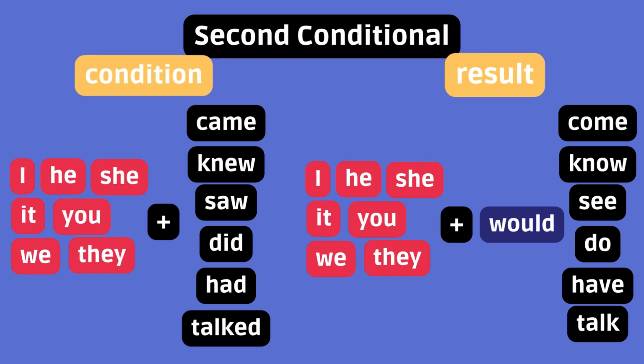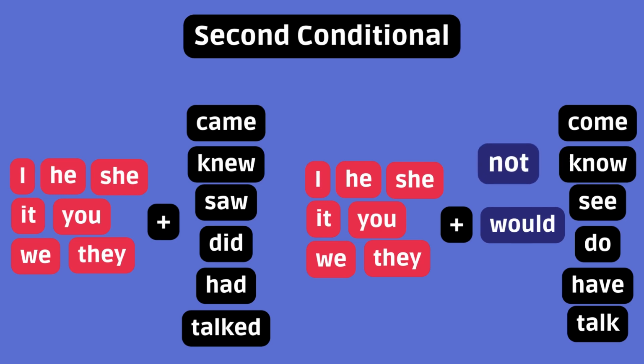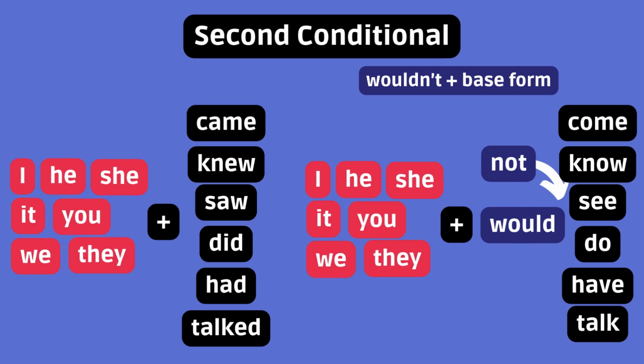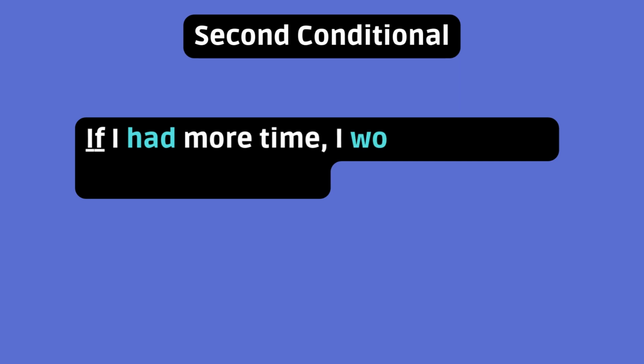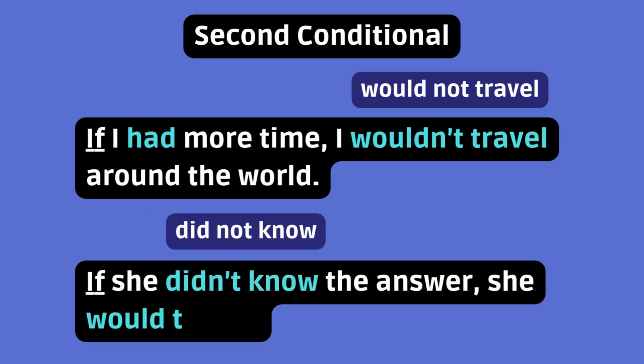Finally, in the outcome, would can be contracted into 'd when preceded by a subject pronoun, unless it's the negative form, where not is between would and the base form. If you wish to use a contraction, it's going to be wouldn't plus the base form of the verb. And remember that the negative past simple form is did not plus the base form of the verb when the condition is a negative. For example, if I had more time, I wouldn't travel around the world. If she didn't know the answer, she would tell us.